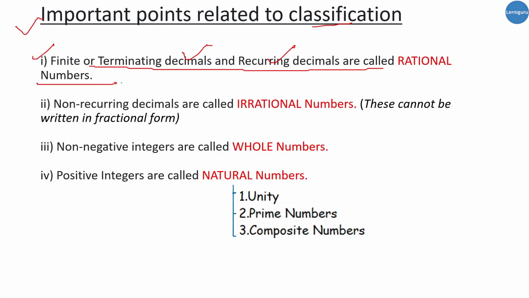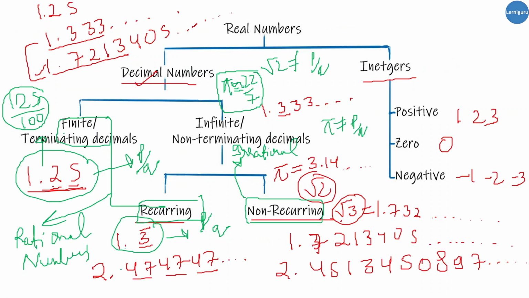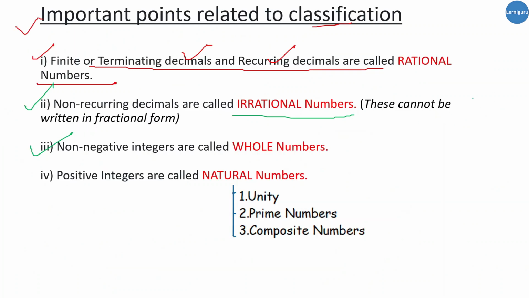So this second statement is also the same that I was explaining, that irrational numbers. Third, non-negative integers are called the whole numbers. Let's see on the chart. Non-negative means this part. Negative is this one and the remaining is the non-negative. This is called the whole number. So whole numbers become 0, 1, 2, 3 till infinite.